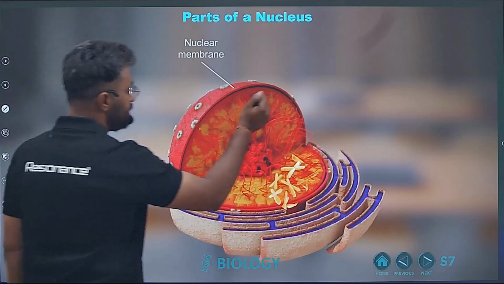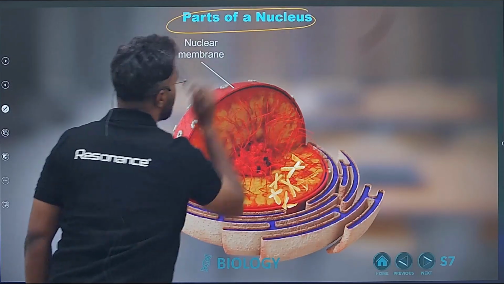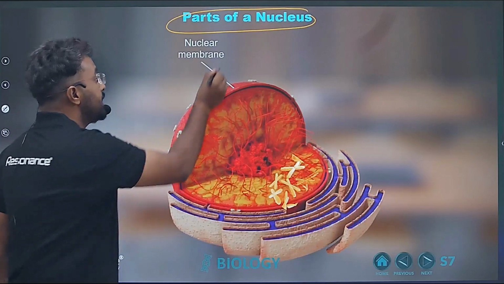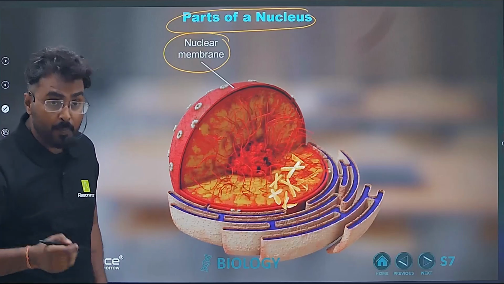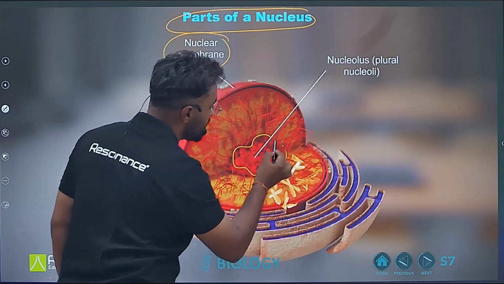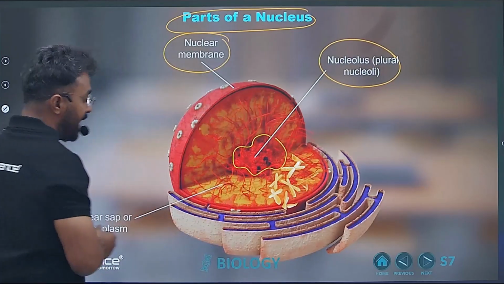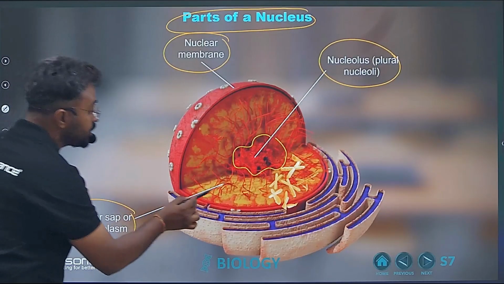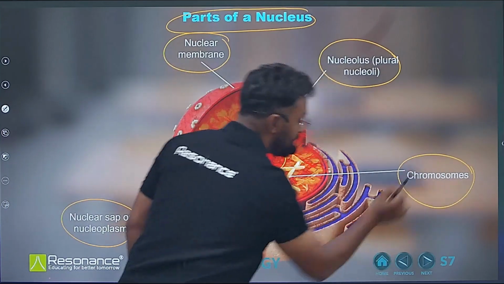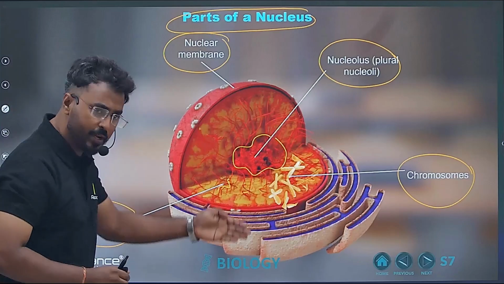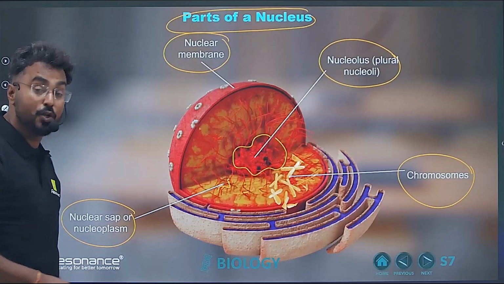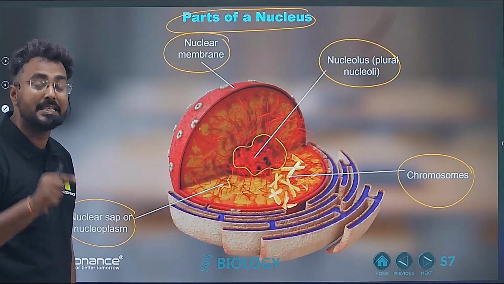Now I want every one of you to focus on the parts of the nucleus. If you see this beautiful 3D diagram of the nucleus, you find the nuclear membrane or nuclear envelope or karyolemma. You will find this structure with a radiating appearance, which is called the nucleolus, and then you will find the nuclear sap or nucleoplasm, and then we have a structure called the chromosome. Let's repeat one more time: nuclear membrane, nucleolus, chromosome, and then we have the nuclear sap or nucleoplasm, that is the cytoplasm of the nucleus.